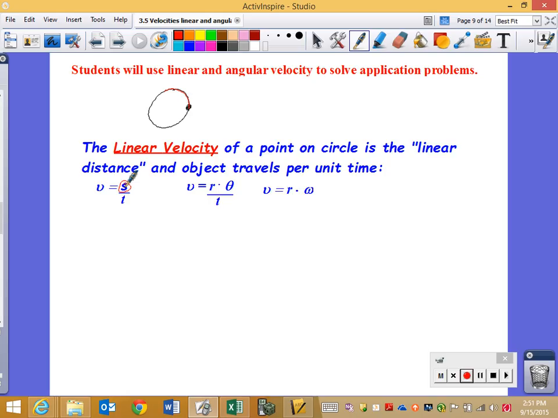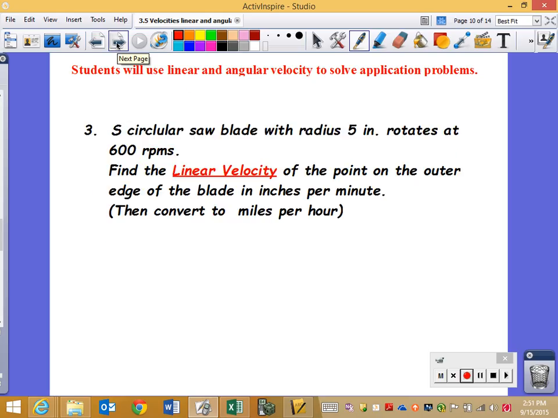Well, remember, we defined arc length as r times theta. So that's how we get from this second definition: linear velocity is r theta over t. We just substitute r theta in for s, our original definition for arc length. But remember, theta divided by t, we just define that as omega, angular velocity. So we can also write linear velocity as r times omega. So we have three different definitions that we can use. And in order to figure out which definition we're going to use, we have to look at the information that the problem gives us. So let's do a few examples to illustrate this.